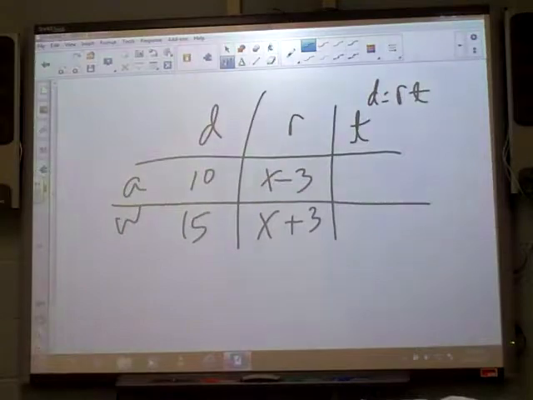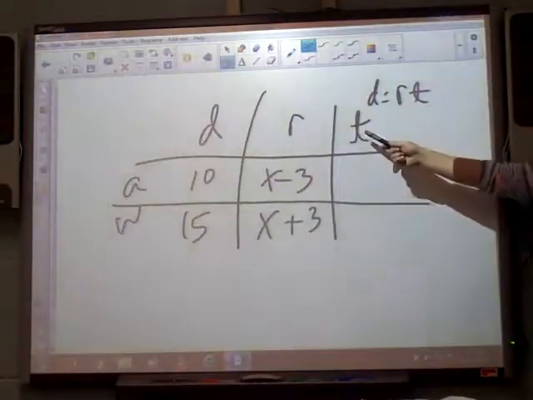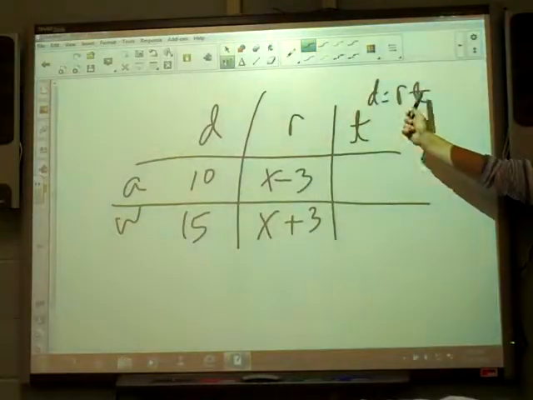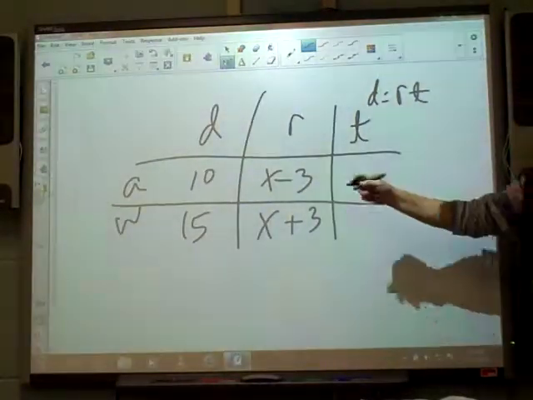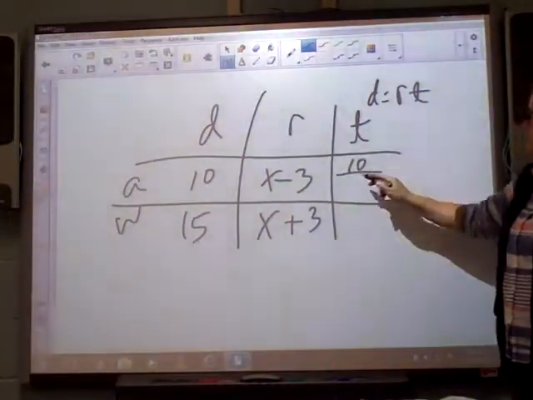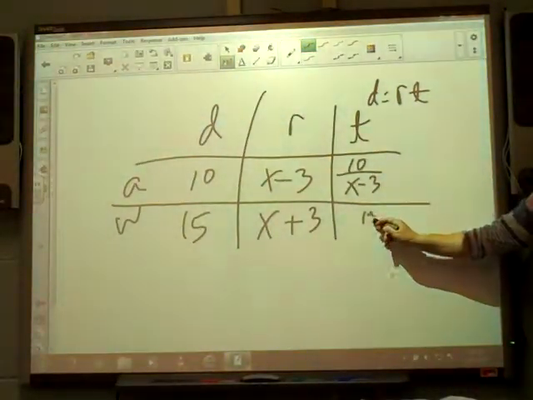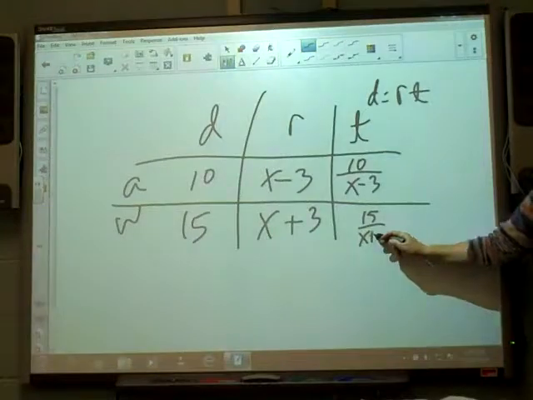All right. If distance is equal to rate times time, what would time be equal to? How would you solve this for time? By hour. Very good. So it would be distance divided by rate. See that? Distance divided by rate.